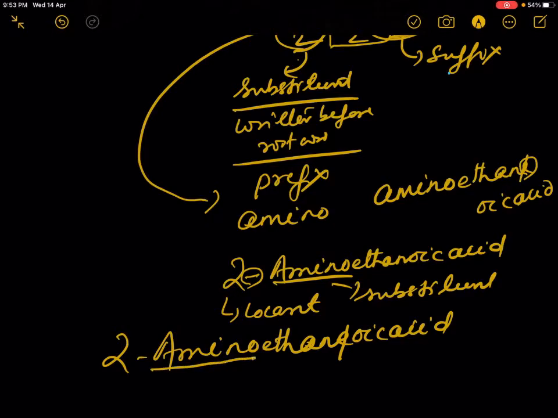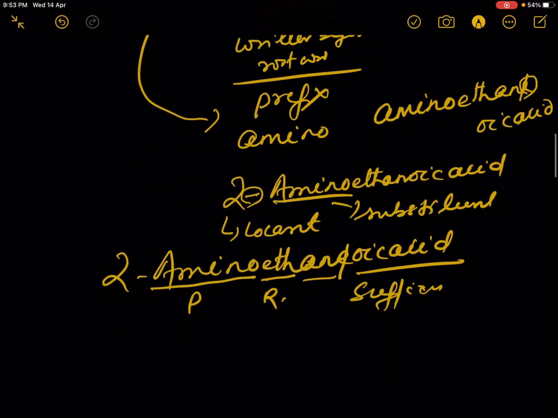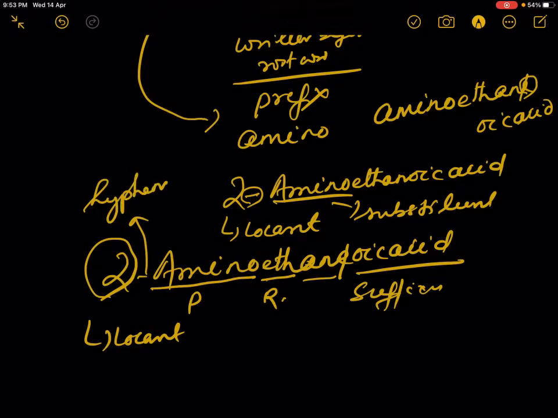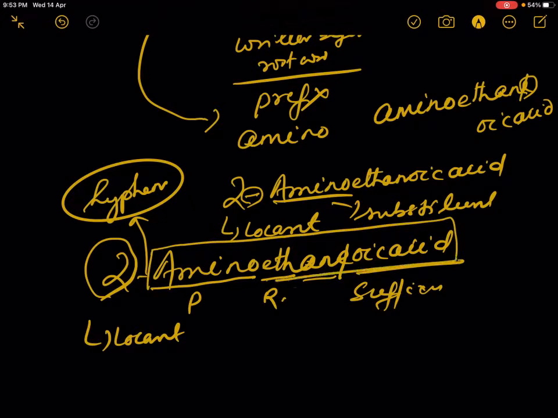Here amino is the prefix, eth is the root word, ane and oic acid are suffixes. 2 is the locant and this is the hyphen. And you see the full name of the compound is one word. First letter is capital.